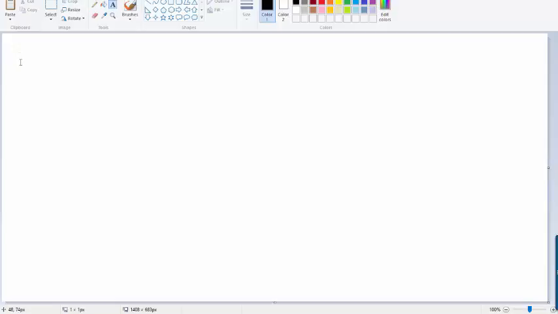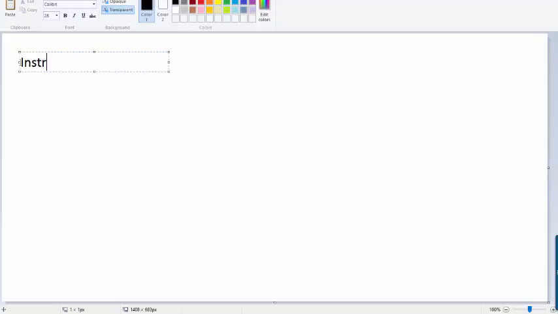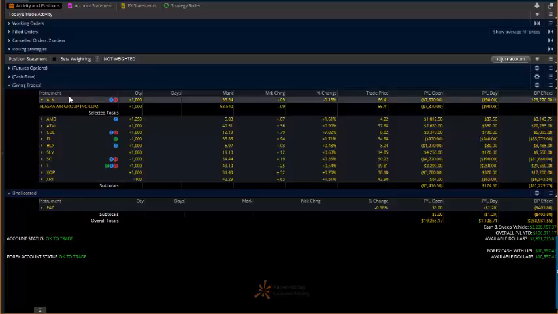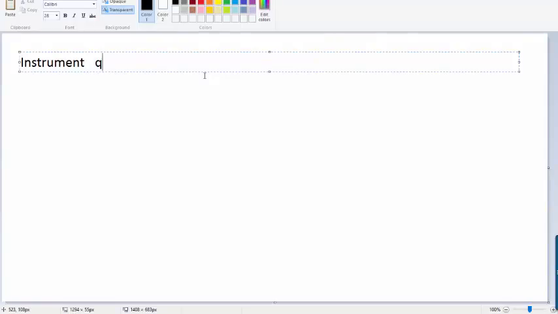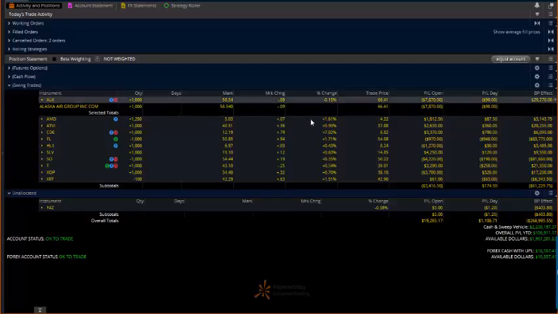When you're reading the monitor tab, you have the instrument. Let's go through this one column at a time and make sure we understand what we're looking at. The quantity, the days, the mark, the mark change. The difference between mark and mark change really comes down to a simple idea: what is the current price versus what did it move from one day to the other? We'll go through that in just a minute. The percent change.